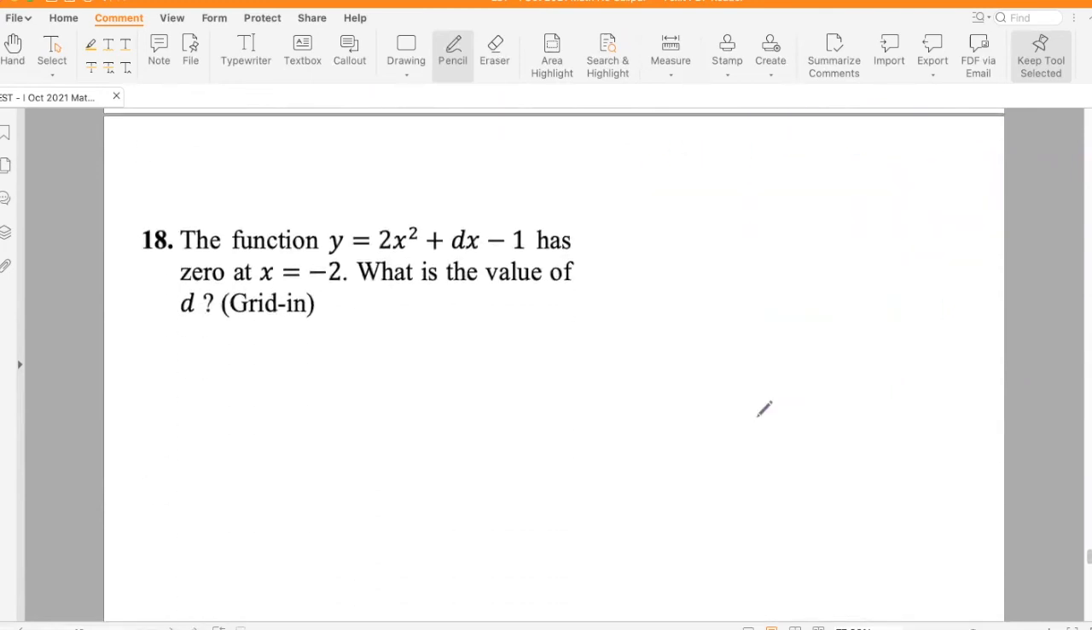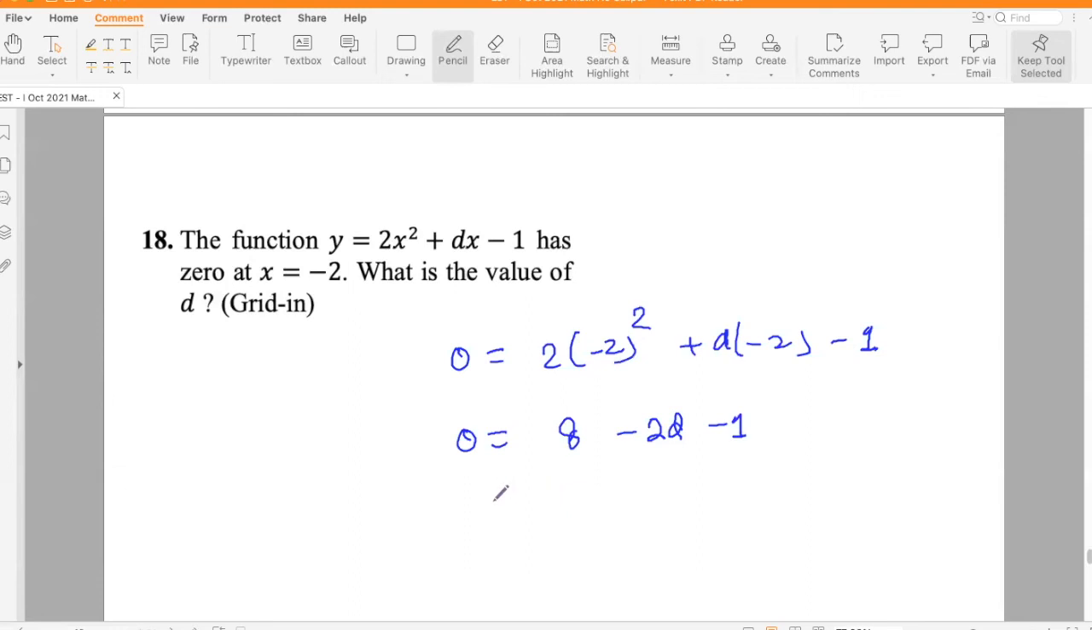The function y = 2x² + dx − 1 has a 0 at x = −2. What is the value of d? So it has a 0 at x = −2 means that when x is −2, y becomes 0. So 0 = 2(−2)² + d(−2) − 1. So (−2)² is 4, into 2, 8, minus 2d minus 1. So 2d is 7. So d is 7/2.